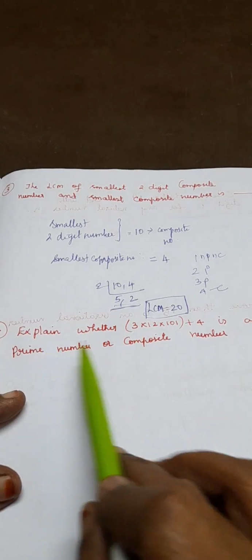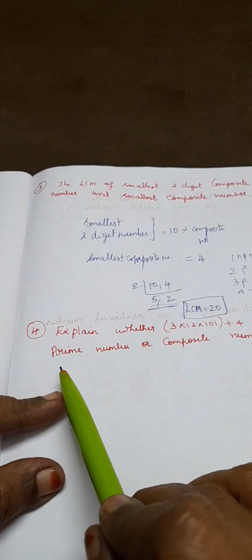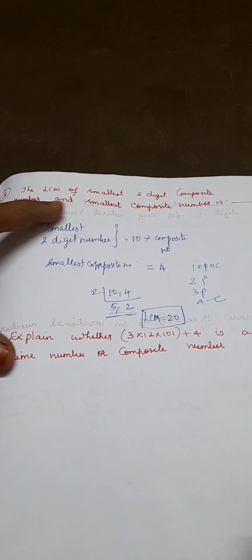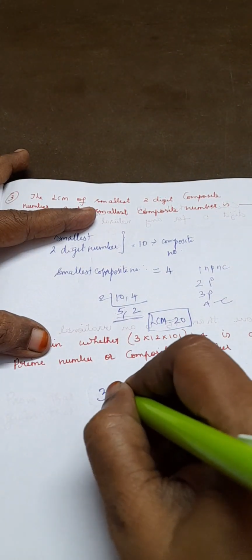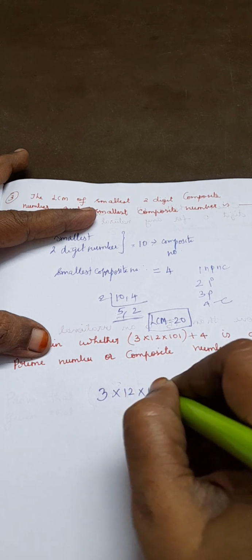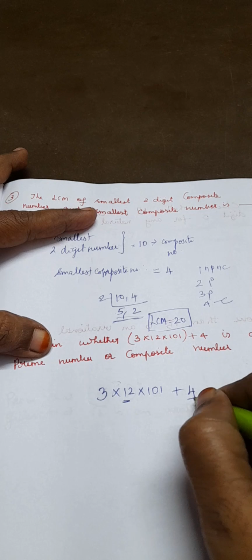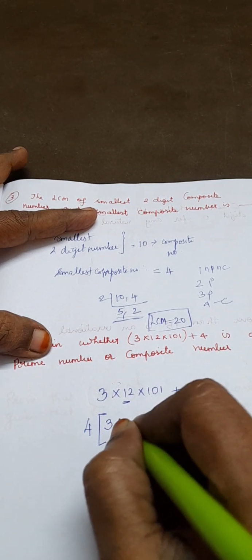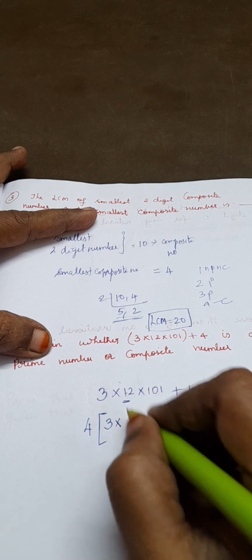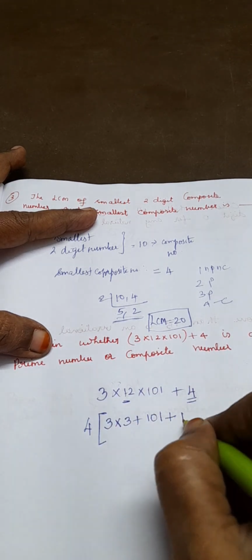Explain whether 3 into 12 into 101 plus 4 is a prime number or composite number. Here they have given, it's a very important problem, 3 into 12 into 101 plus 4, right? From this 12 I can take 4 out, right? When I take 4 out, what will I get? 4 into 3 into 101 plus 1, right?